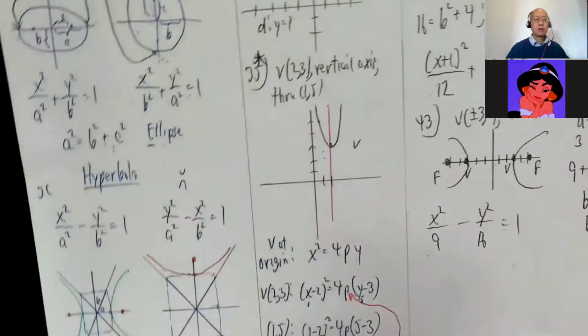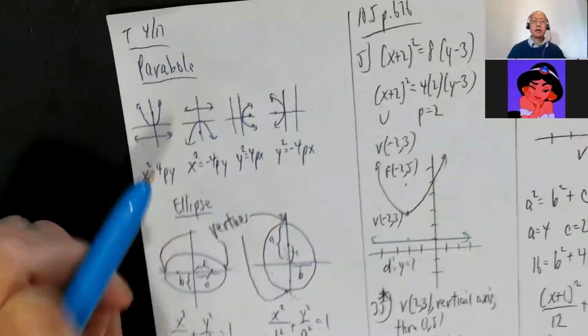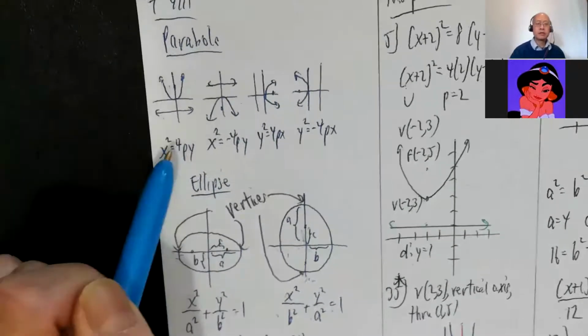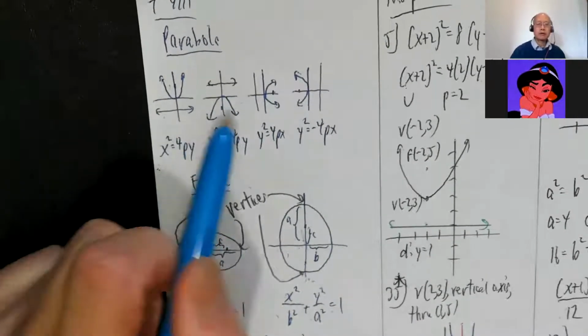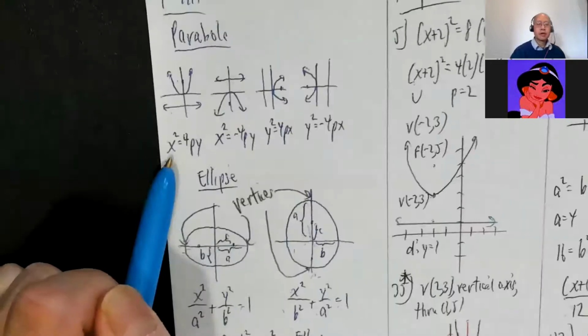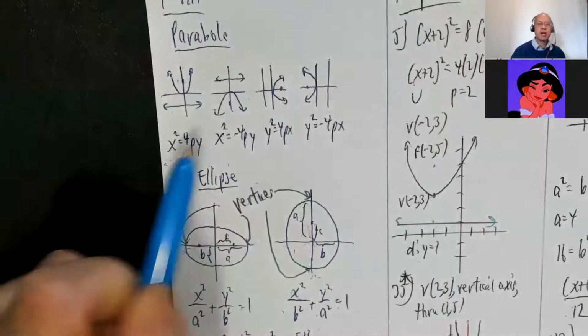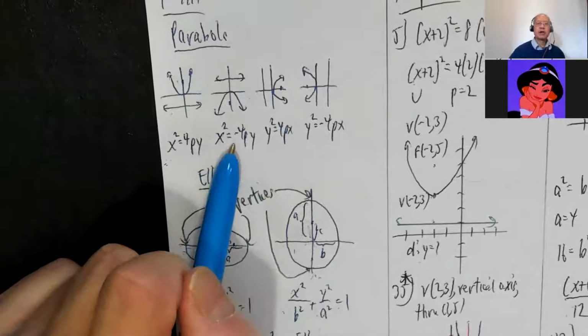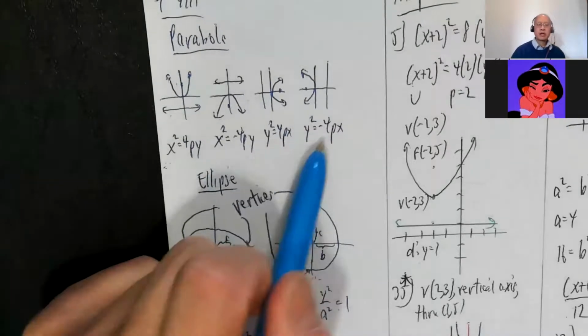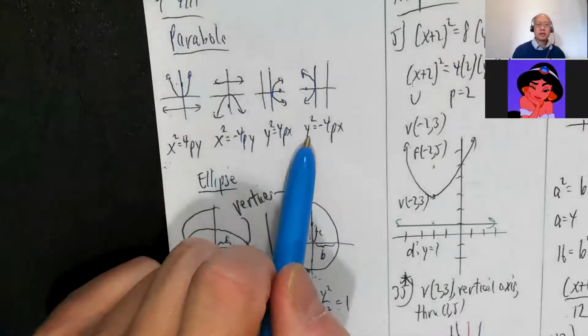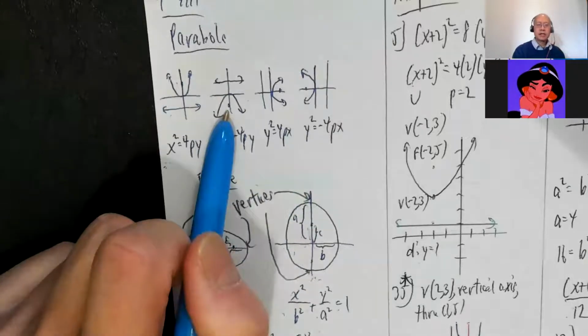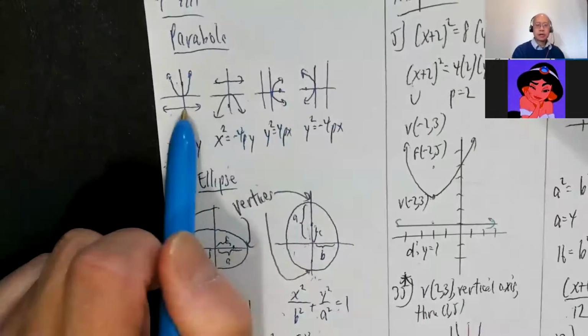Quick review. If you want to put on your formula sheet again. Parabola, there's four types: opening up, down, right, and left. x squared equals 4py, x squared equals negative 4py, y squared equals 4px, y squared equals negative 4px. Focus is always on the inside, directrix is on the outside.